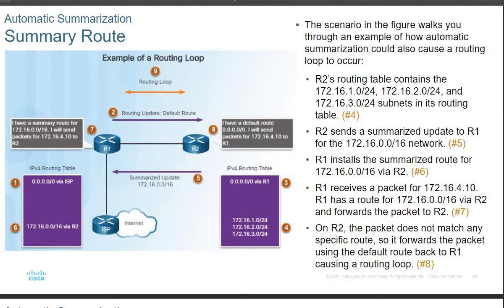Number 5, R1 installs the summarized route for 172.16.0.0/16 via R2. Number 6, R1 receives a packet for 172.16.4.10. R1 has a route for 172.16.0.0/16 via R2 and forwards the packet to R2. Number 7, on R2 the packet does not match any specific route, so it forwards the packet using the default route back to R1, causing a routing loop.